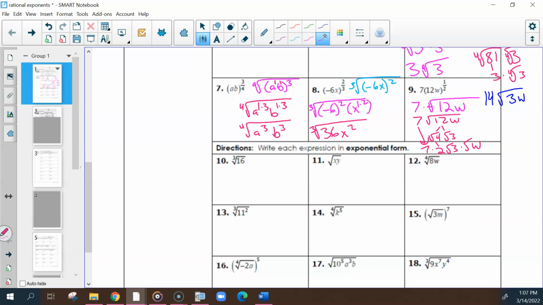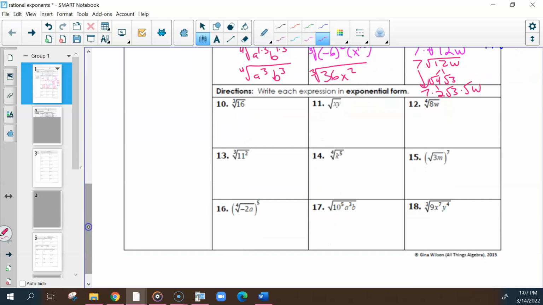Right, now let's do some of these ones down here. We're just going to do a few because really these are all kind of written the same. If you're given something in radical form and have to go back to exponential form, there's really only one way to write it. So for number 10, the cube root of 16 would be the same thing as 16 to the power of 1/3.